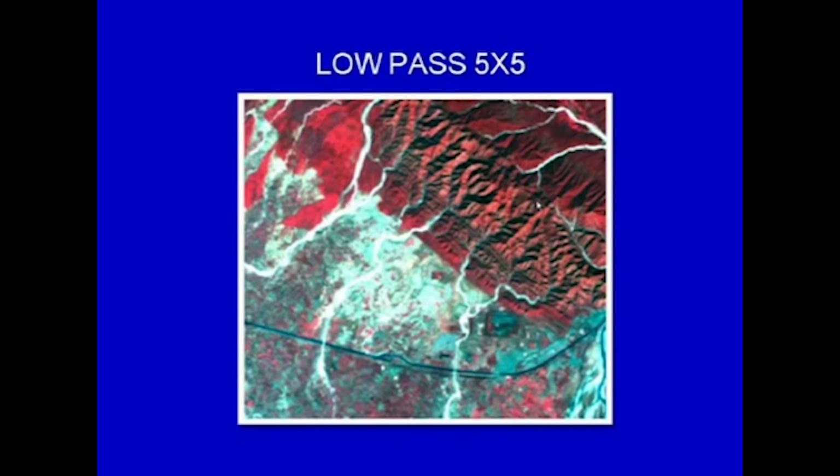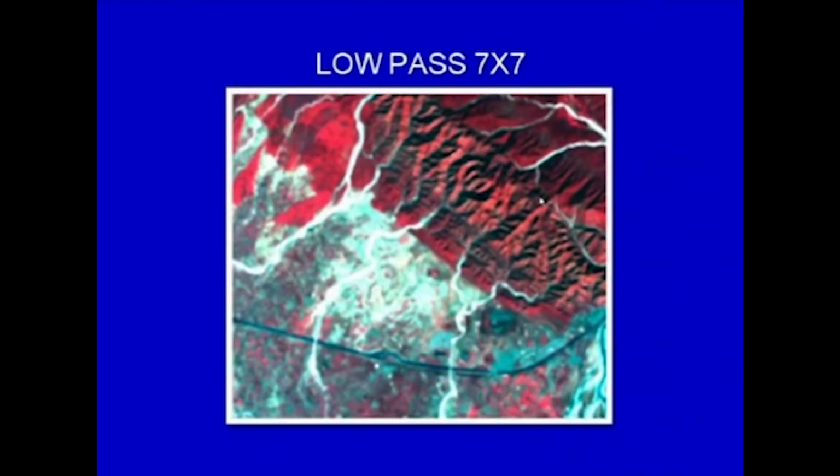Interestingly, the edges of these streams have also started to blur, and this intensifies further when I use a low pass filter of 7 by 7 window size. Here the information is much more hazy, or you can say it is now more unclear for the analyst.